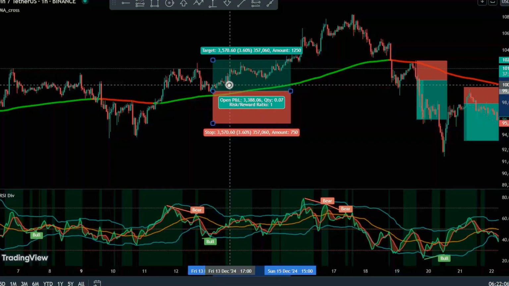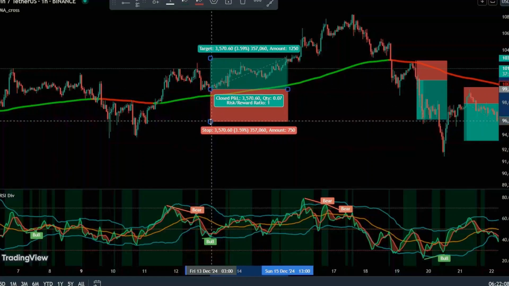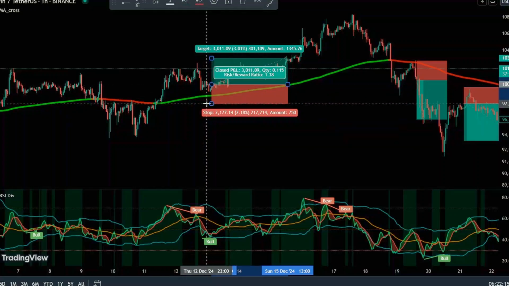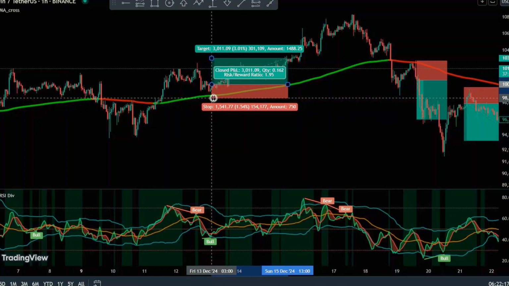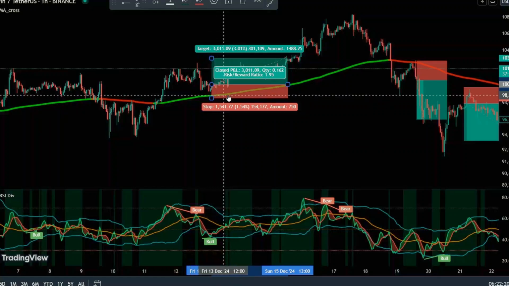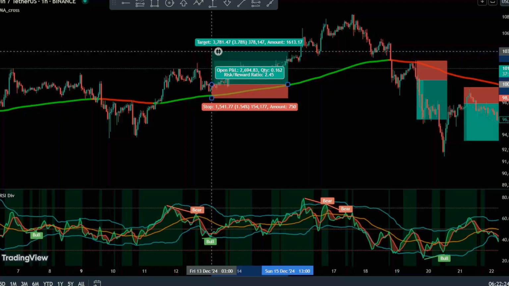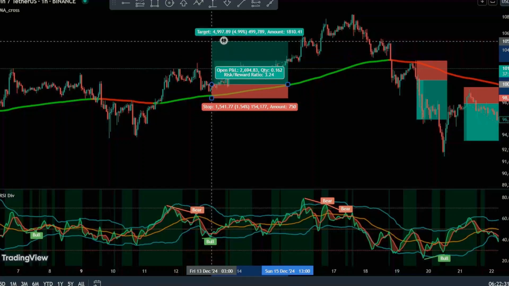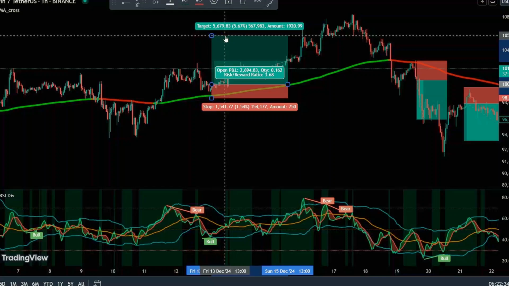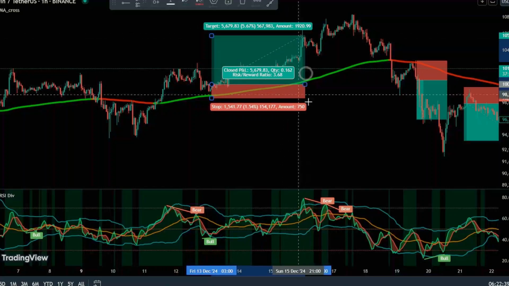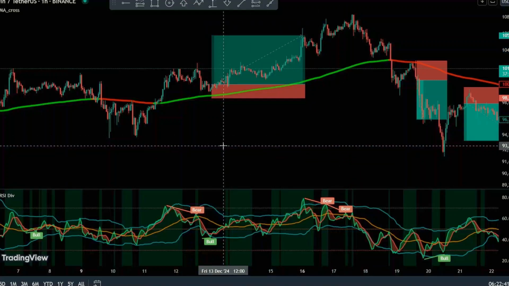So when you go for it, your stop loss will be below the 200 moving average. Then you target what? You target 1:2, target ratio 2. If your stop loss is tiny, you can target as much as 1:4 when your stop loss is small. And then you can see the trade turned out to be a successful trade.